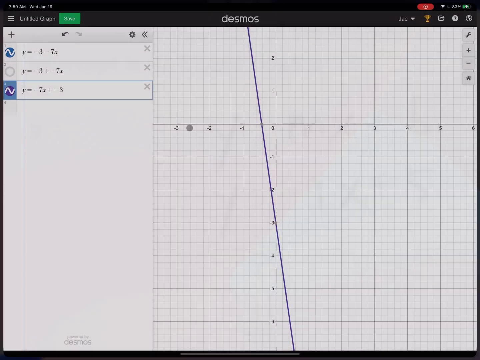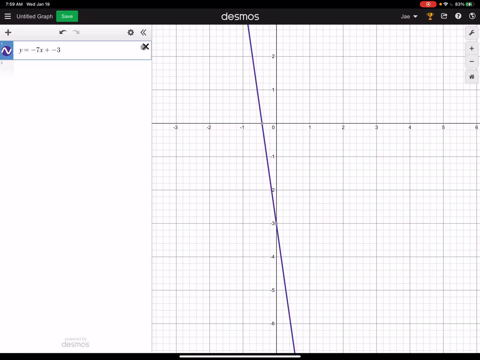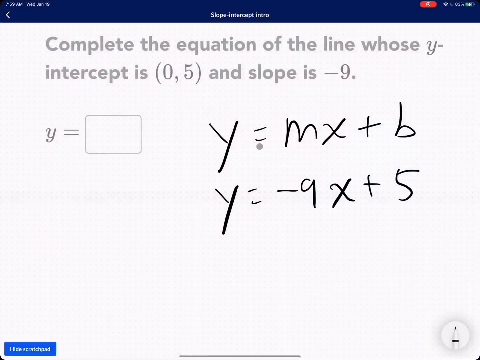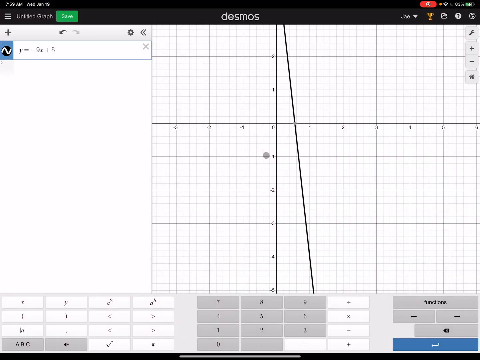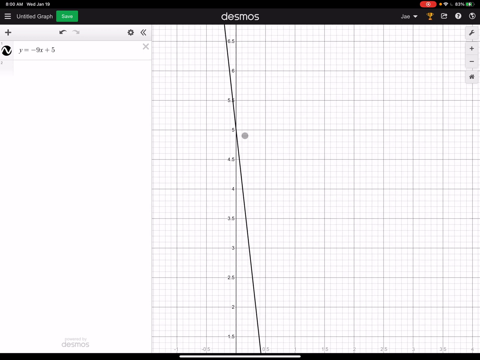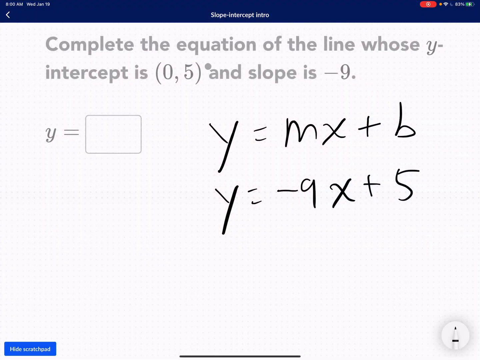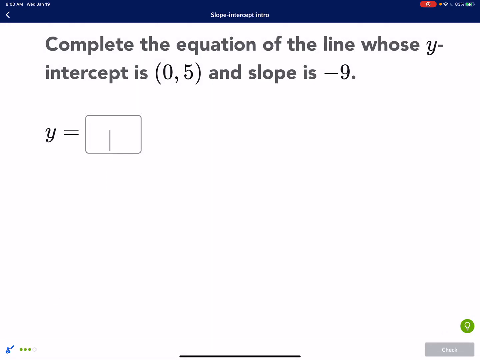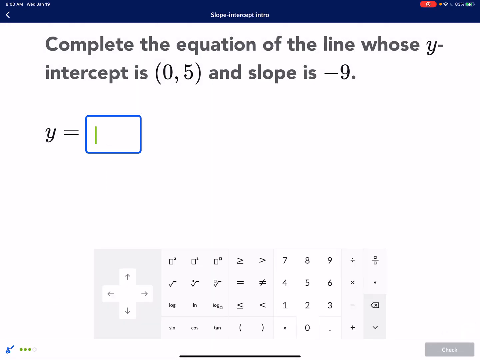Let's take a look. We're going to get rid of these: y is equal to -9x plus 5. You see that? So what's my y-intercept? My y-intercept is 0, 5. So when you write the y-intercept, you actually just put this number, right? And that's how you do it. So y is equal to -9x plus, what did I say, 5? Yeah, we're good.